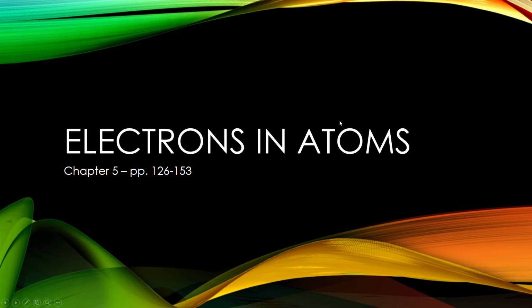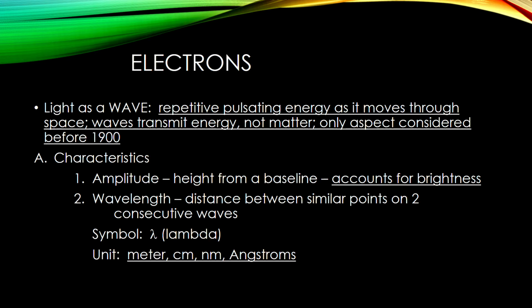All right, so this is the first part of our electrons and gases unit, and we're going to start by looking at the electrons. So we're in chapter 5 in your textbook, pages 126 to 153. We're first going to start by looking at light itself, and we'll tie it in with our electrons in a second. You have already studied light as a wave. When it behaves as a wave, we know that this is a repetitive pulsing energy as it moves through space, and these waves are able to transmit energy. This is no longer the only way we think of light, but it's the only aspect that we actually considered before 1900.